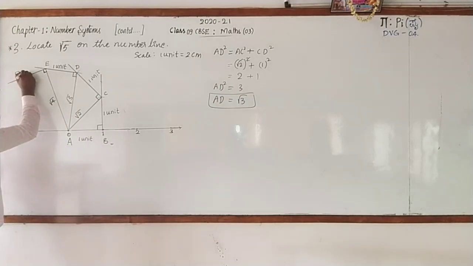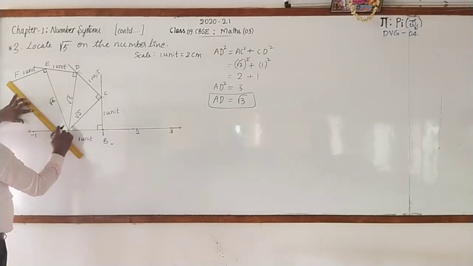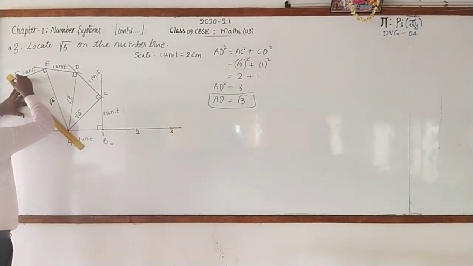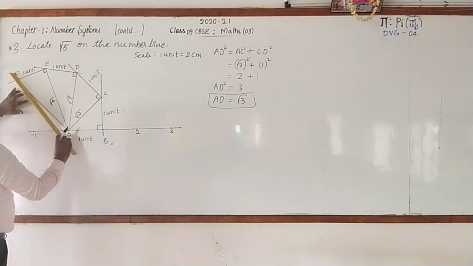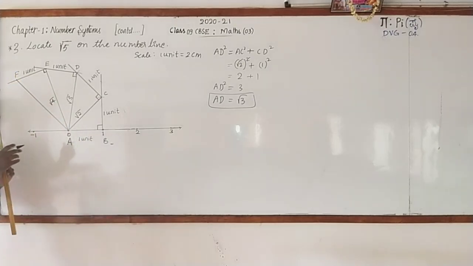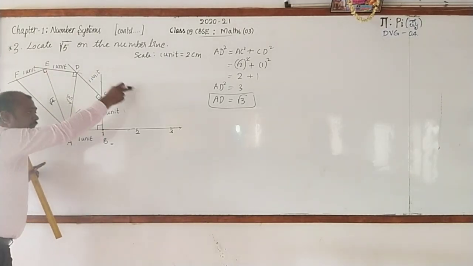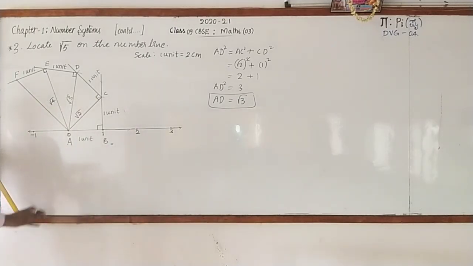What is the distance of EF? It is 1 unit. Now join FA. Now what is this? Root 5. How? Of course, we can again go for using Pythagoras, but here for the sake of justification, because you are going to represent root 5 on the number line, I will show that AF is root 5 with calculation.